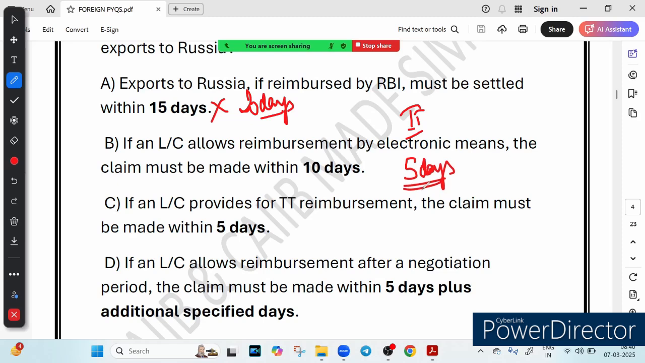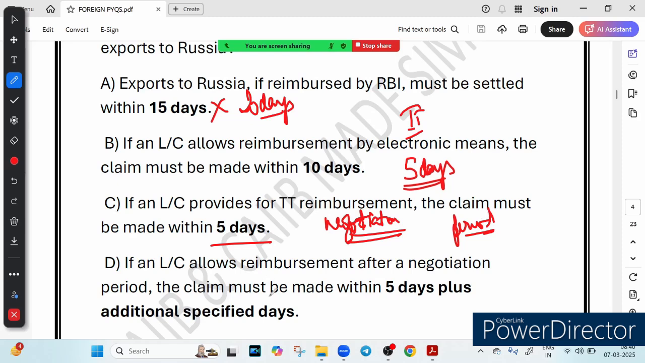Option C says that TT reimbursement in 5 days. So this option says that TT reimbursement under an LC, letter of credit, must be claimed within 5 days. See, it is written. But while this is correct for TT reimbursement specifically, it does not cover all scenarios, like those involving a negotiation period. There are some scenarios which involve a negotiation period, and in that case it does not fit well. So while partially correct, it is not the most complete answer, right? Again, I am repeating, this option says TT reimbursement under LC must be claimed within 5 days. This is correct for TT reimbursement, but it does not cover all scenarios, like those involving a negotiation period.